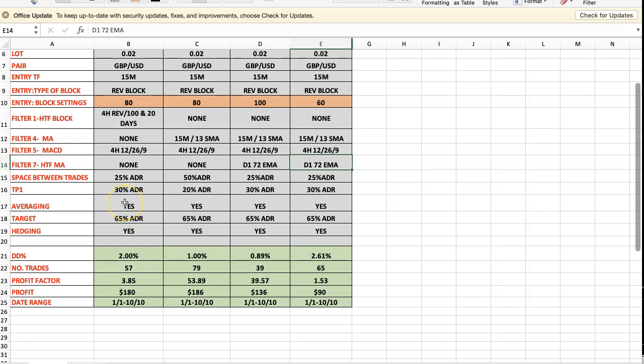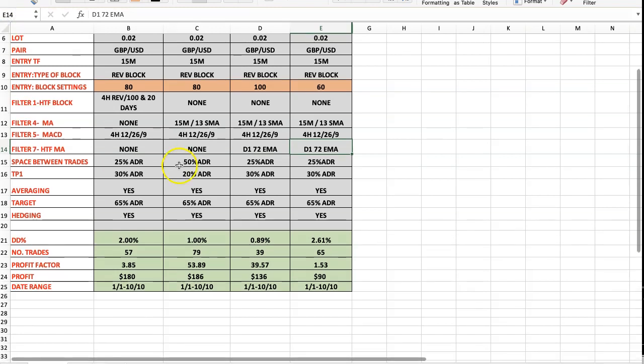Averaging, yes, this is something that we're going to talk about in the following videos. The target for averaging will be 65% of ADR. Hedging, we're going to be using hedging as well. Here, it's very simple: we're allowing buying and selling opportunities at the same time. But again, this is going to be more advanced in the following videos. Right now, this is just how I ran it. The drawdown percentage in here was 2%, with 57 trades, profit factor 3.85, and the profit was $180. I just ran it from January 1st to October 10th.